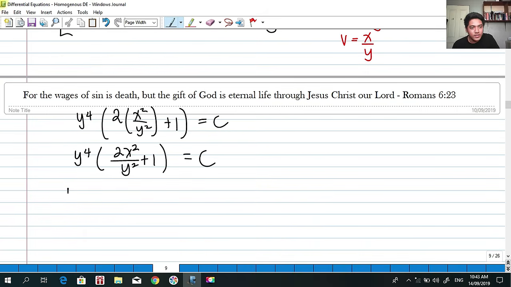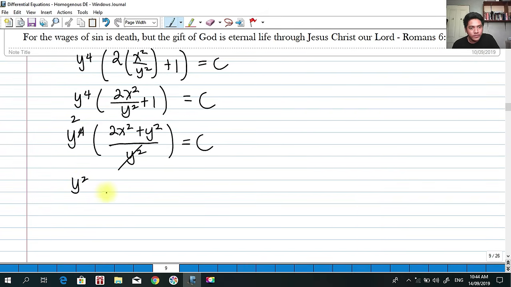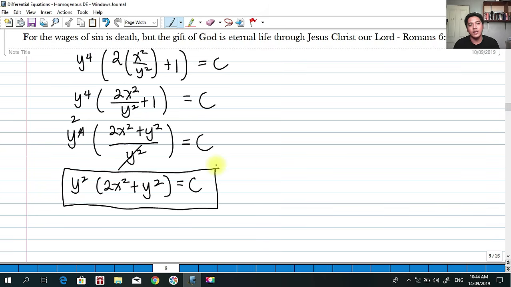Further simplifying this, we have y raised to 4 times (2x squared plus y squared) over y squared is equal to c. We can see that this should cancel, and we are left with y squared times (2x squared plus y squared) is equal to c. So this should be our general solution for our differential equation.